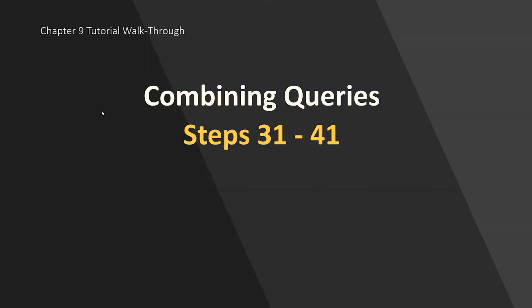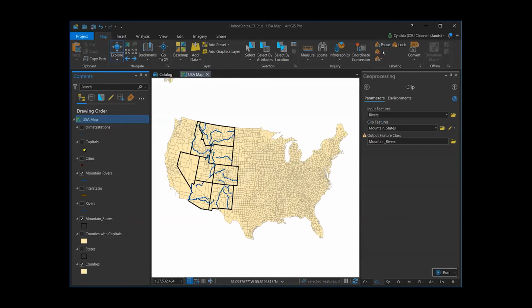We're combining queries. In the first part of this tutorial, we were doing the attributes, select by attributes. And then in the second part, we were doing geographic, select by location. Now we're going to combine both. Okay, so this is where we left off before. Be sure to save this before we go on.